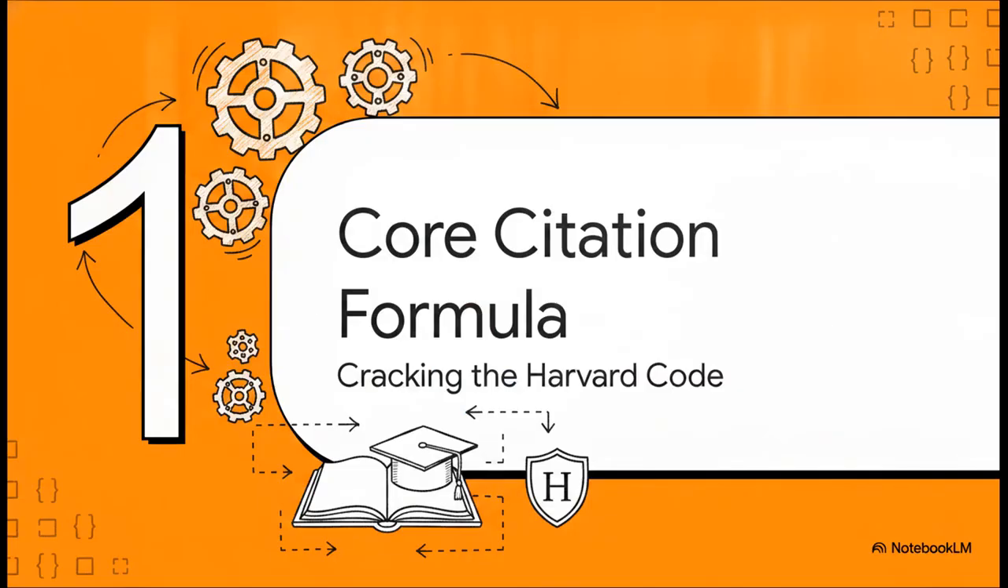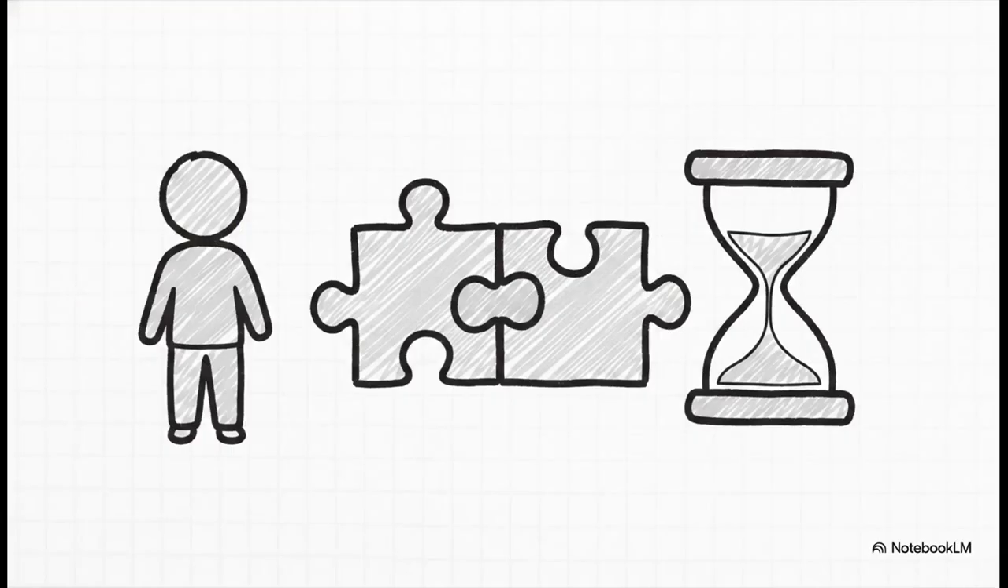Section 1. The core citation formula. Let's crack the Harvard code. Okay, so here is your absolute baseline rule. At its core, a Harvard in-text citation connects just two vital pieces of information, the creator's name and the year it was published. That creator might be a single author's surname, or it could be an organization's name if it's a corporate author. And that's it. Just those two elements form the foundational building block for the whole shebang.